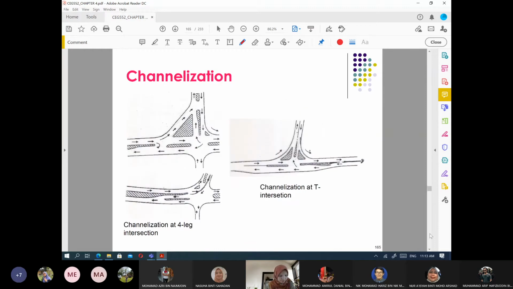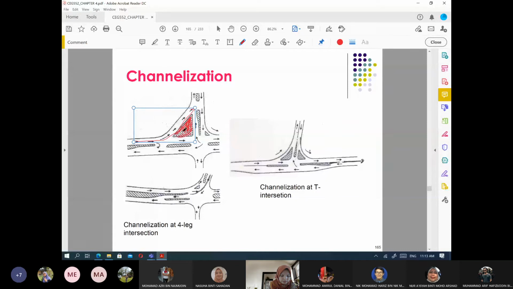Okay, this is at 4 leg junction and at T leg junction. As you can see, macam-macam bentuk ada, right? So yang ni yang kita kata tadi tu left turning movement. Ni kita bagi kebiasaannya untuk turning movement with high volume of vehicles, kita akan direct the road with specific direction by providing channel. Kita akan letak channel lah.